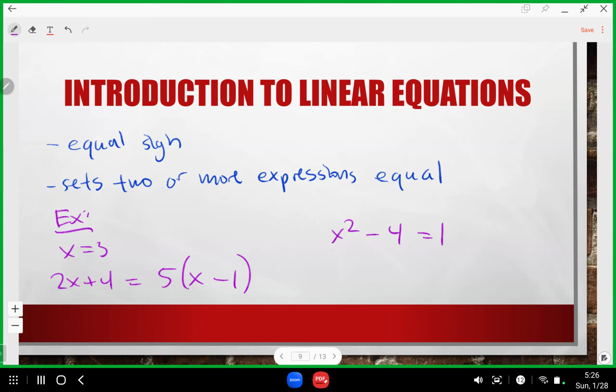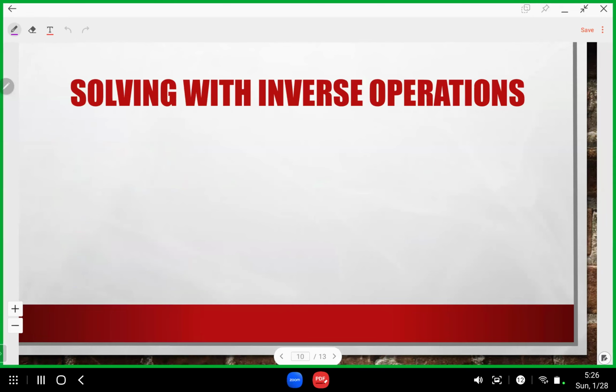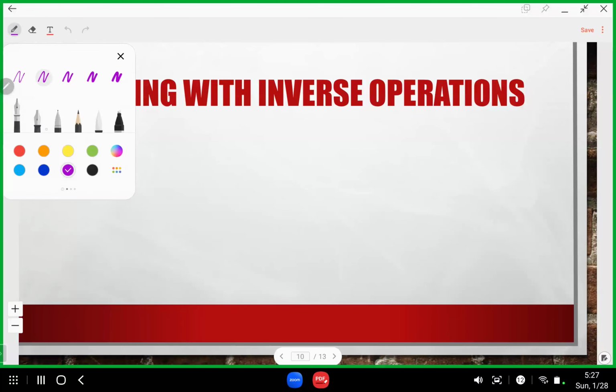Now we need to know how to solve these equations. So how do we actually solve these equations? Let's talk about that on the next slide. How do you solve with inverse operations? First of all, to solve an equation, you must have the variables on one side and the numbers on the other. You want to have it in this format.